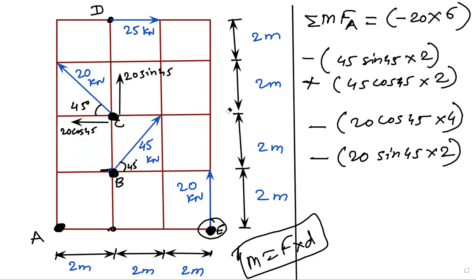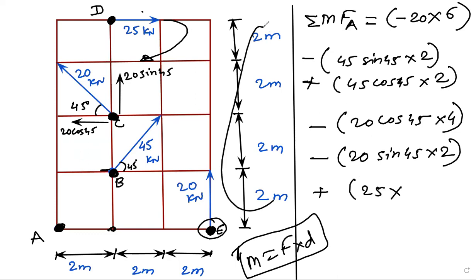The next and last force is 25 kilonewton, that is horizontal, which is acting at point D. So it is going in this direction, so it will make the clockwise sense towards point A. So plus 25 into, and from point D up to point A, the force is horizontal, so take the vertical distance, which is 8 meter. Find out the value of summation of MFA.